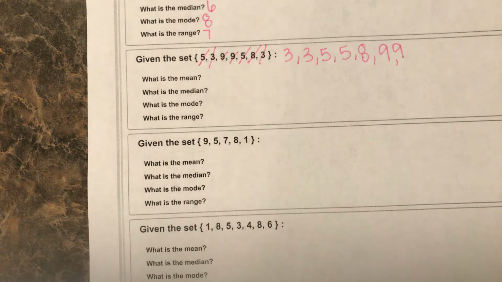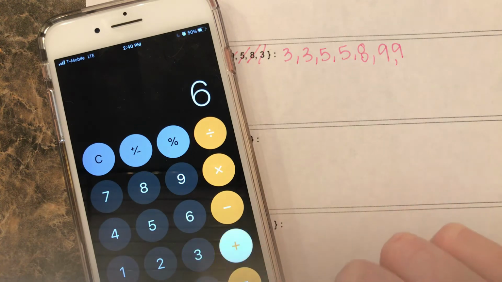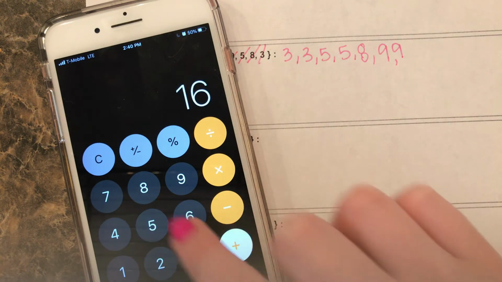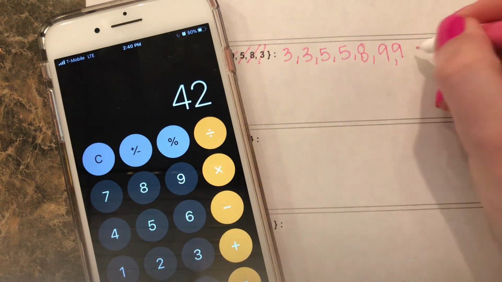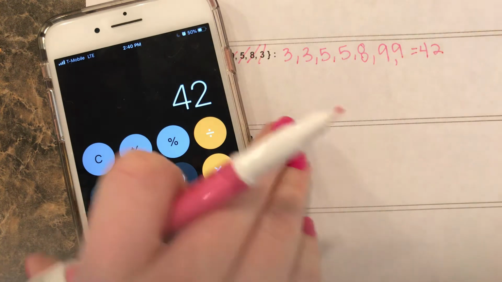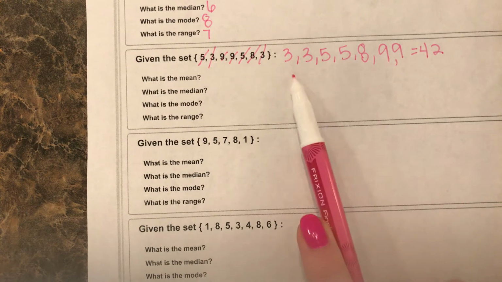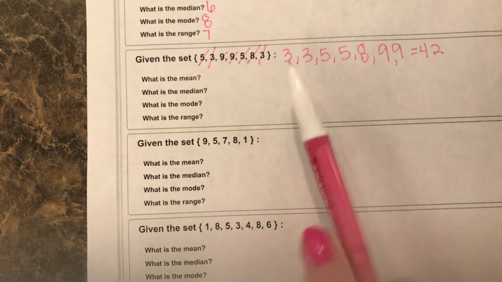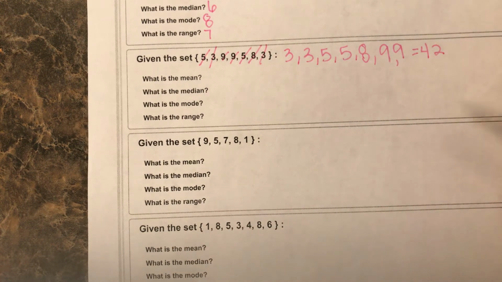Okay, to find the mean, we need to add them together. 3 plus 3 plus 5 plus 5 plus 8 plus 9 plus 9. 42 again, just like the first one. Okay, that's step 1. Step 2. Count the numbers and divide our total by it. 1, 2, 3, 4, 5, 6, 7. So this is exactly the same. And we don't even have to use our calculator because I know it's going to be 6.